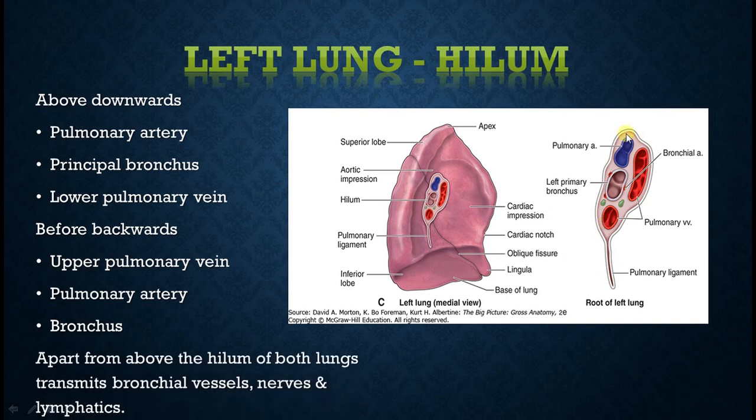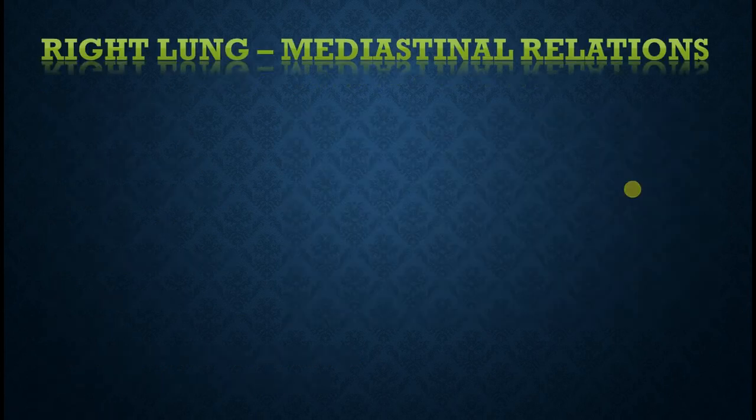Apart from this, there are other structures like bronchial vessels, lymphatics and nerves passing through the hilum. Bronchial vessels means bronchial arteries and veins. Then you have sympathetic and parasympathetic nerves, and the lymphatics which leave the lung.